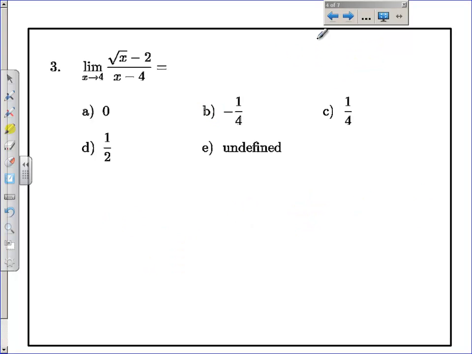Let's take a look at the other form. Here is also the definition of a derivative at a point a, but this is in the form f of x minus f of a over x minus a.